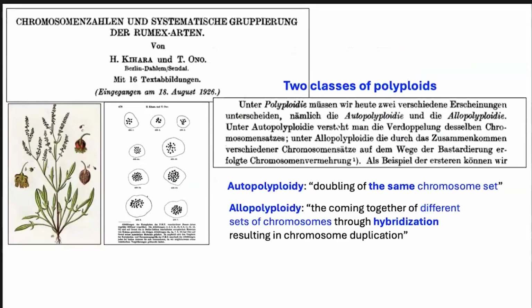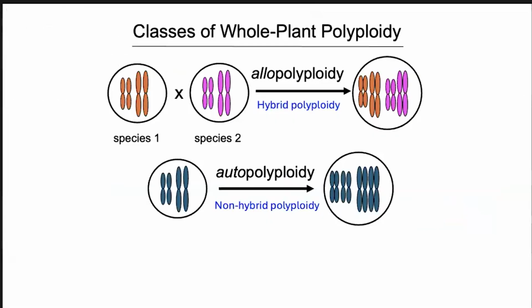And here, for those who don't read German, basically autopolyploidy is doubling of the same chromosome set, whereas allopolyploidy is the coming together of different sets of chromosomes through hybridization resulting in chromosome duplication. So allopolyploidy is hybrid polyploidy, and autopolyploidy is non-hybrid polyploidy by these definitions. And to take it a step further, for most systematists asking whether the plants they're working on are auto or allopolyploid, it involves two species if you're an allopolyploid and only one species if you're talking about autopolyploidy.